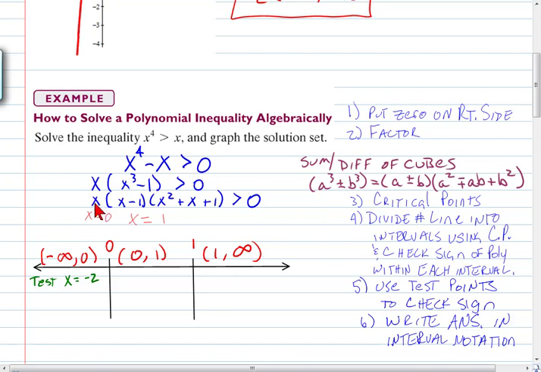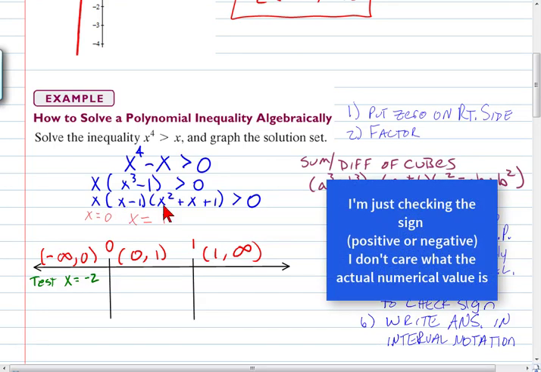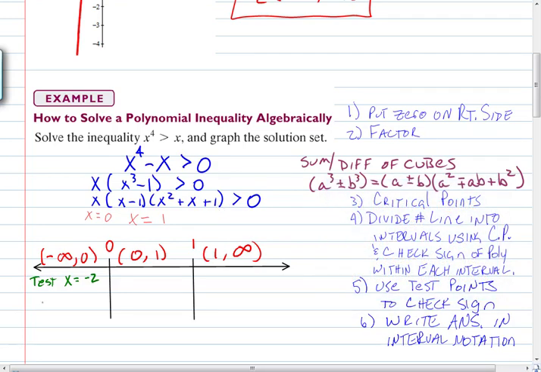So this would be -2, that's negative. -2 minus 1 is negative. A negative times a negative is positive. -2 squared is 4, minus 2 is 2, plus 1 is positive. So the whole thing is positive. Go to the next interval.